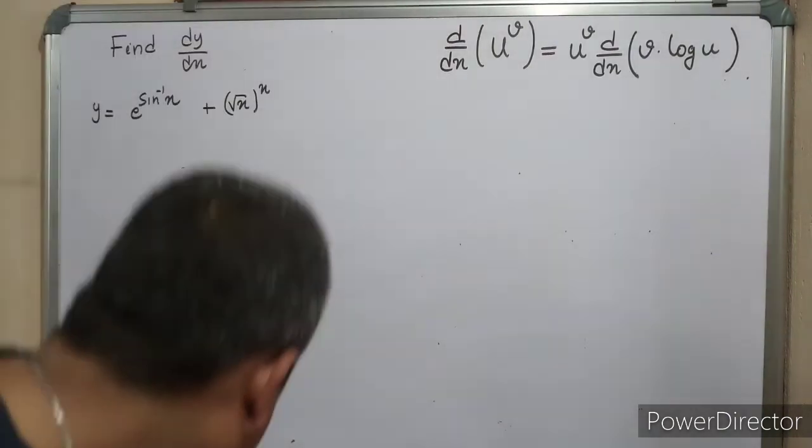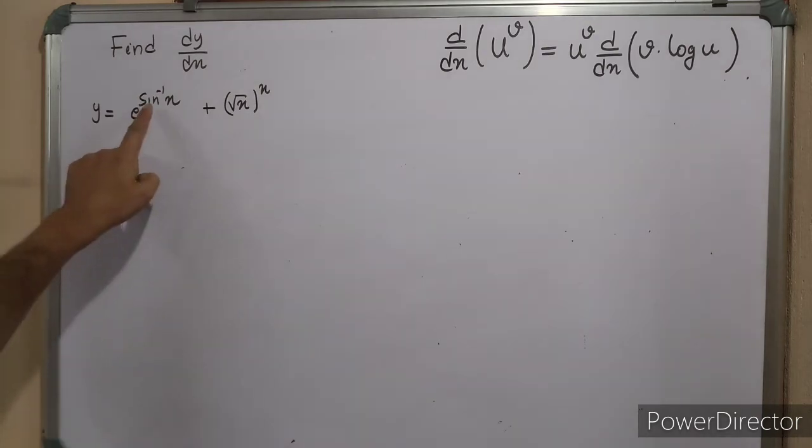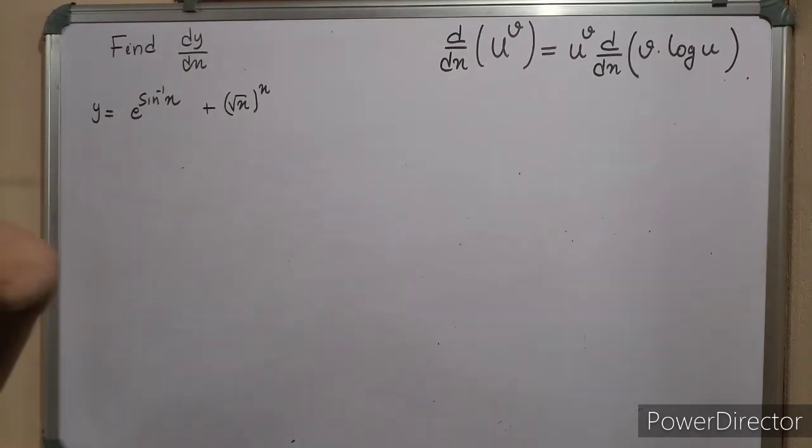Now once again the same kind of question. y equals e to the power sine inverse x plus root x to the power x. Now this one is exponential, e to the power sine inverse x. Exponential functions we can differentiate directly, but for root x to the power x, you have to use the u to the power v formula.